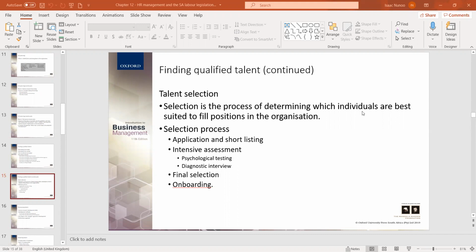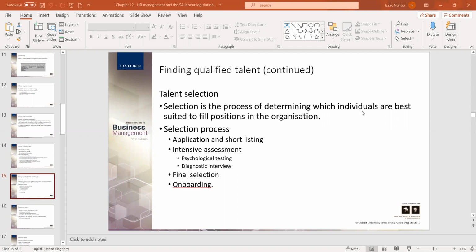For the preliminary screening, you know that when you apply for a job, a whole lot of people apply, and there are people who don't qualify. So you have to separate the unqualified candidates from those that are qualified. You can do this by looking at their personal details, that is the name, address, educational qualification, and work history. With that, you can do a shortlist of the people who are needed. The second thing you do is the intensive assessment.